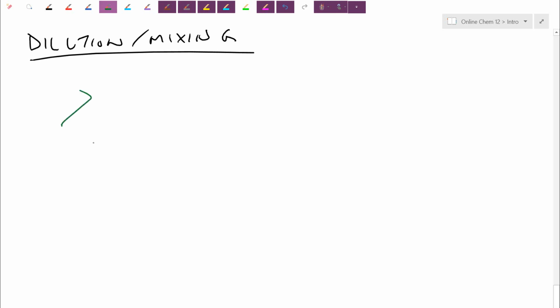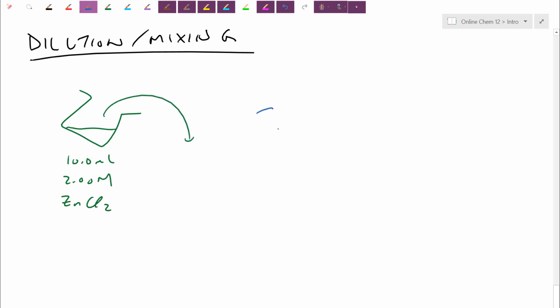Let's imagine I have on the left side 10 milliliters of 2 molar zinc chloride solution. So I'm going to pour that in. I'm going to mix it with another solution. I'm going to color code it, let's say blue. This one here has a different volume, 20 milliliters.